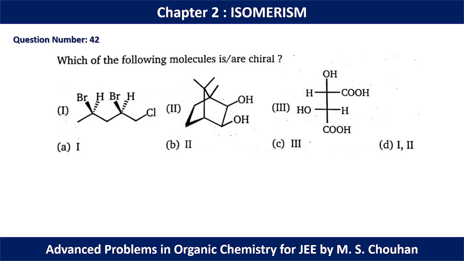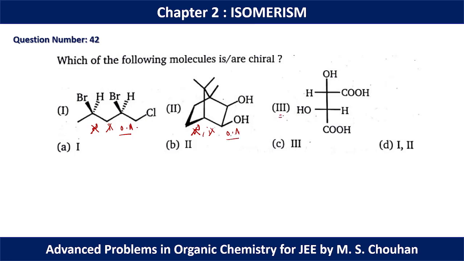In question number 42, which of the following molecules are chiral? If sigma symmetry is absent in a molecule, that is, if a plane of symmetry or an inversion point of symmetry is absent, the molecule is going to be optically active and chiral. In molecule 1 we don't have any sigma or any i. So sigma absent, i absent. So this is an optically active, chiral molecule. In molecule 2 again we don't have any sigma or any i. That's why it is also an optically active, chiral molecule.